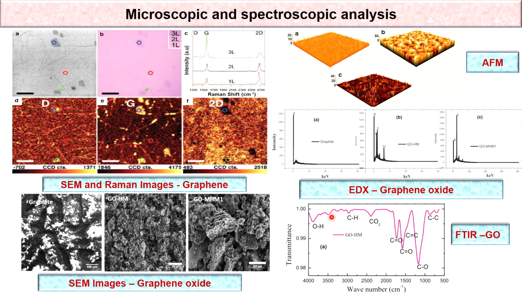These are the microscopic and spectroscopic analysis results of the graphene and graphene oxide. Here, the AFM measurement suggests that the surface is not homogeneous. It has a non-uniform surface with peaks, which shows that there is roughness on the surface.